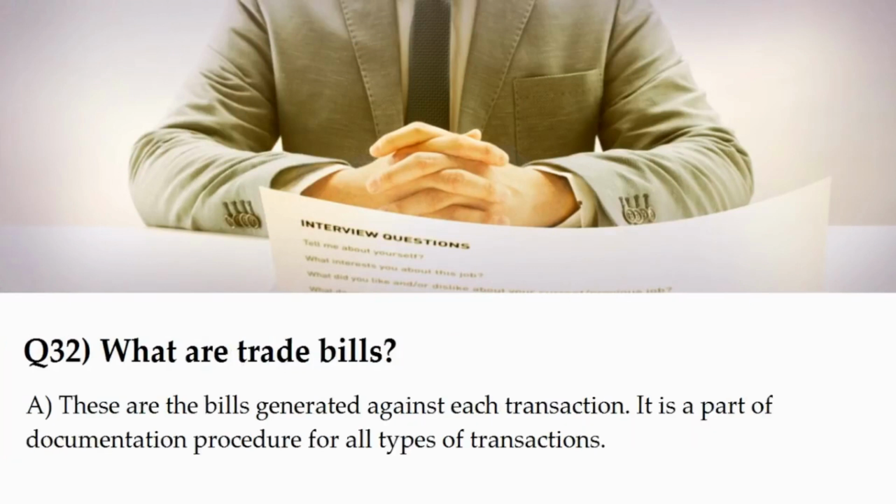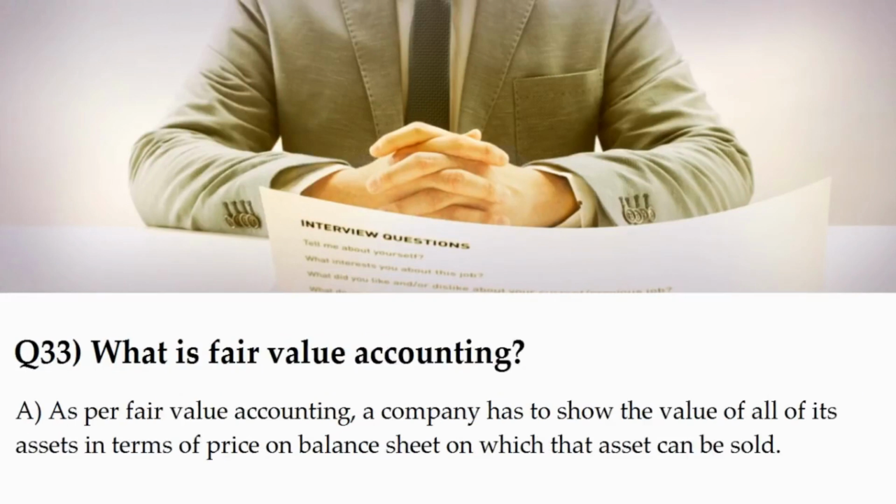32nd question is, what are trade bills? The answer is, these are the bills generated against each transaction. It is a part of the documentation procedure for all types of transactions. 33rd question is, what is fair value accounting? The answer is, as per fair value accounting, a company has to show the value of all of its assets in terms of price on the balance sheet at which that asset can be sold.